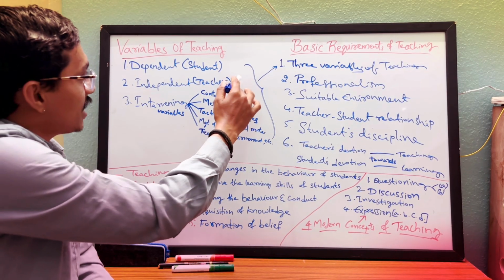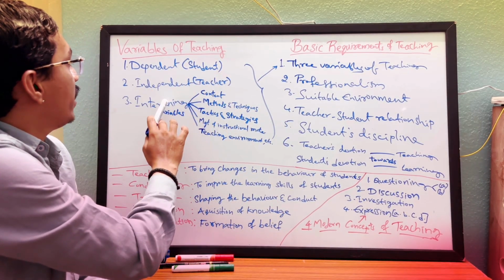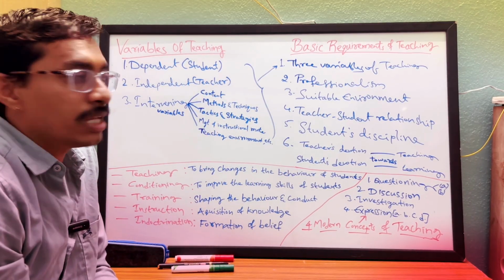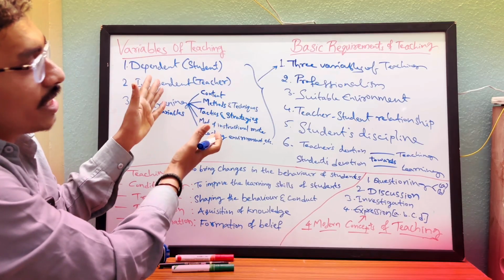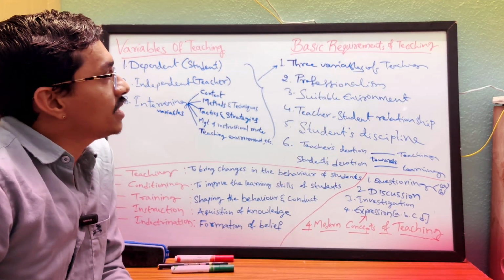That means these are the three variables. So that's why I have kept it like this. These three variables, that is dependent variable, independent variable, intervening variable, that means student, teacher, and all these intervening variables, form the first requirement. Three variables, because obviously they should be there in order for the teaching to take place. That is requirement one.